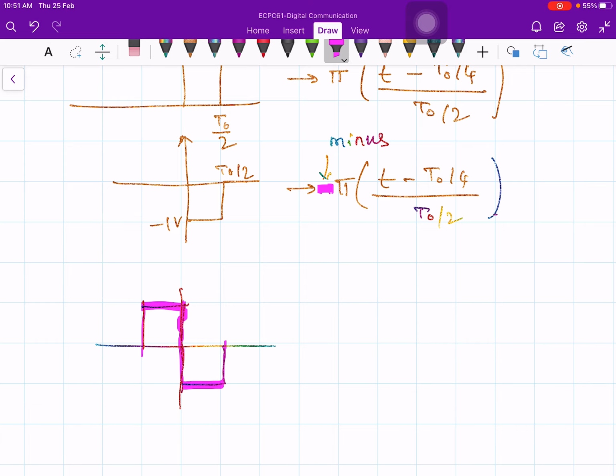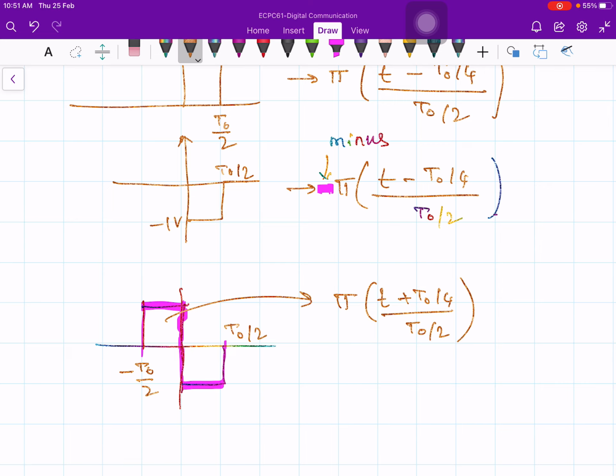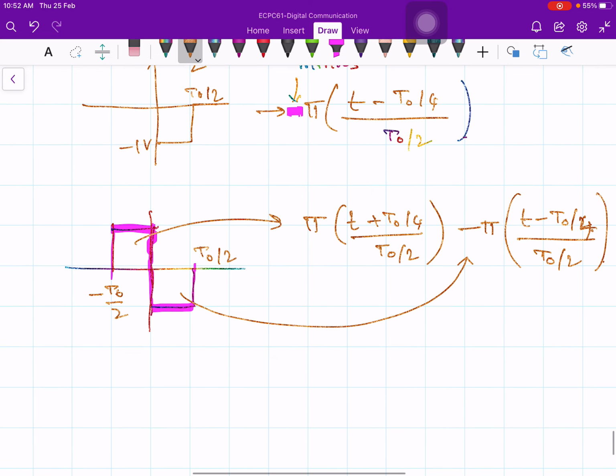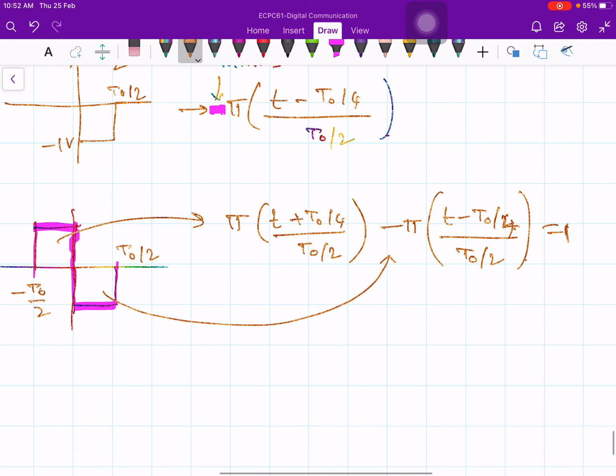Pulse like this, then this is minus t0 by 2 and this plus t0 by 2, and this guy how do you write? Pi of t plus t0 by 4 and the width of the pulse is t0 by 2, and this guy is minus pi of t minus t0 by 4 divided by t0 by 2. Okay, this is my p of t, my pulse.